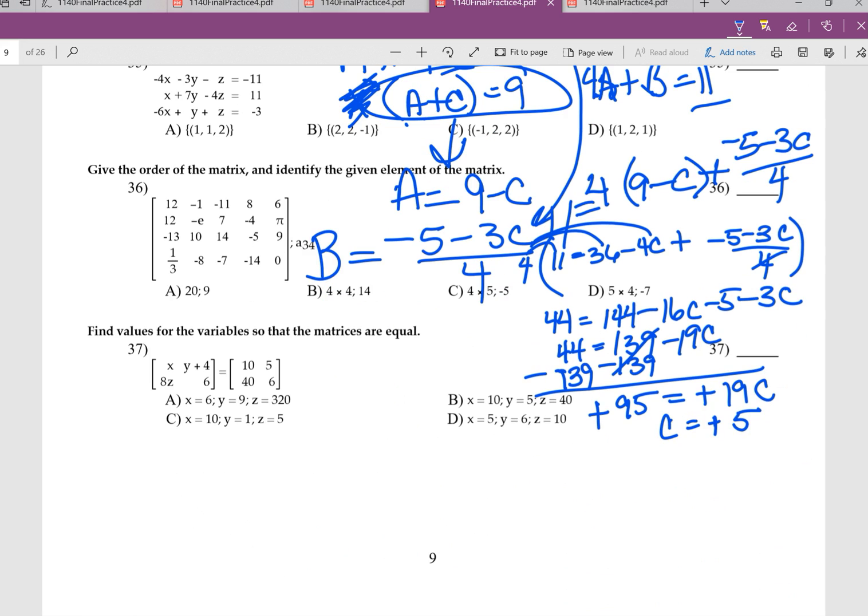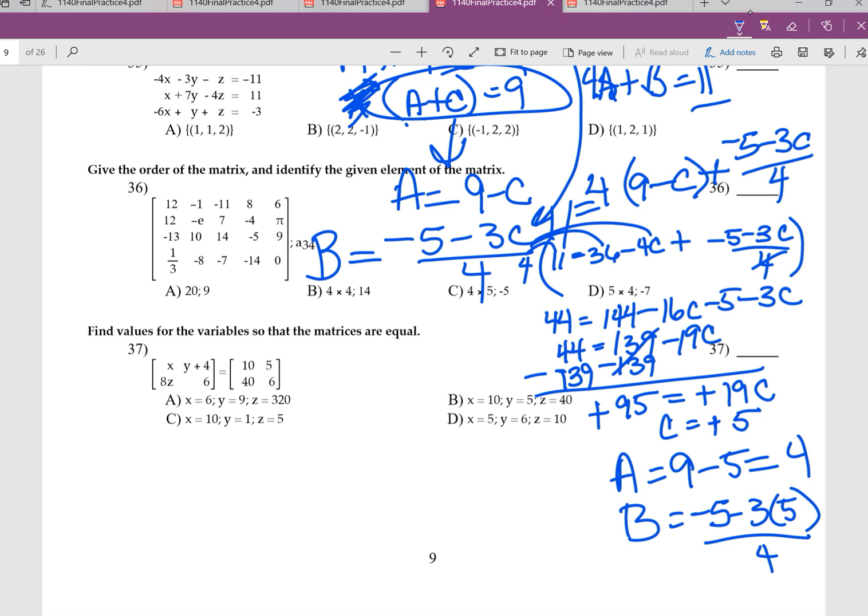So c is 5. Okay, so that means that in that case a is equal to 9 minus 5, which is 4. a is 4. And we have our b term. Our b term is where? Let's see. Well, we can substitute that. So b is equal to negative 5 minus 3 times 5 all over 4.